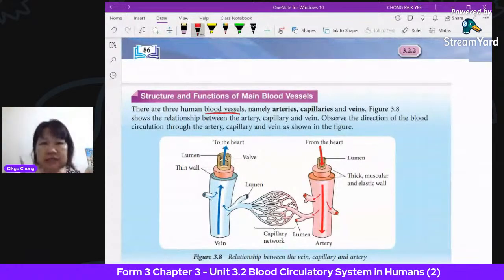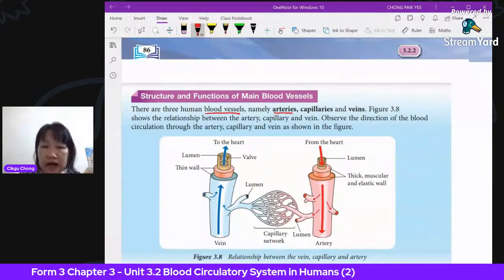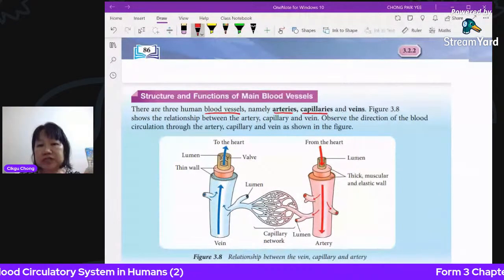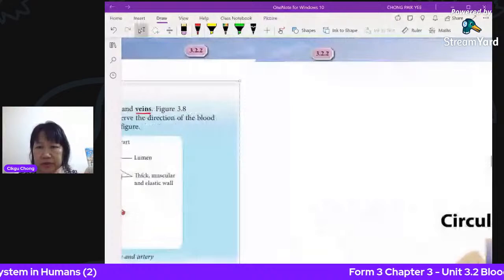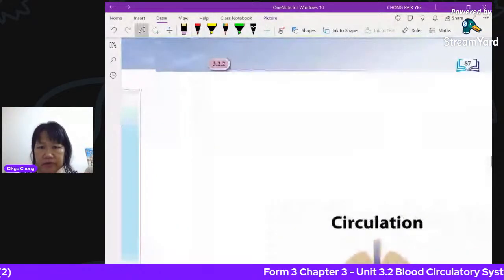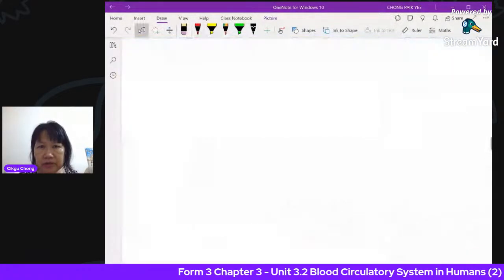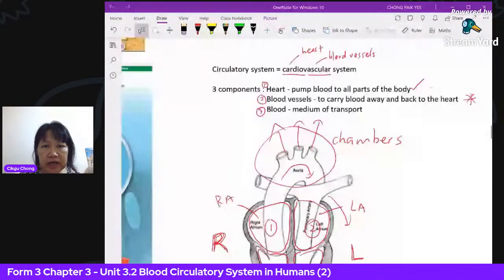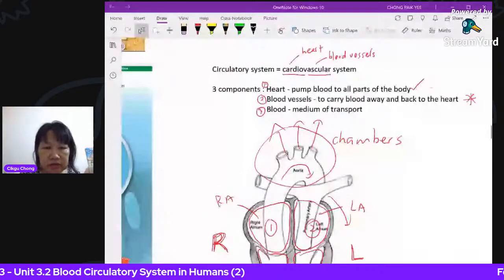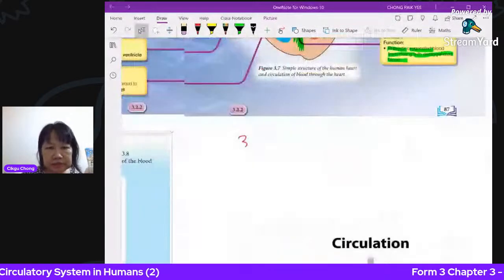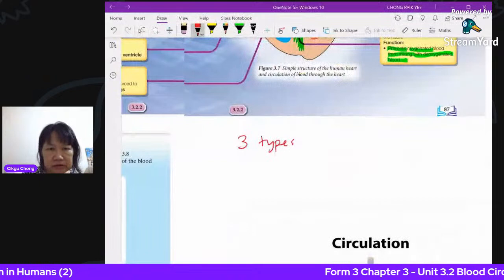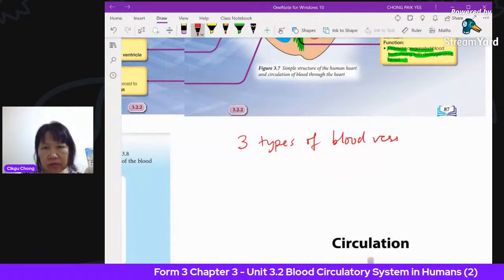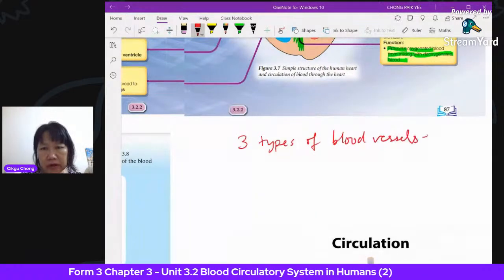Namely, number 1 is called artery. Number 2 is capillary. Number 3 is vein. So I haven't written it yet, so I write here. There are 3 types of blood vessels. Okay, now remember the first one first.